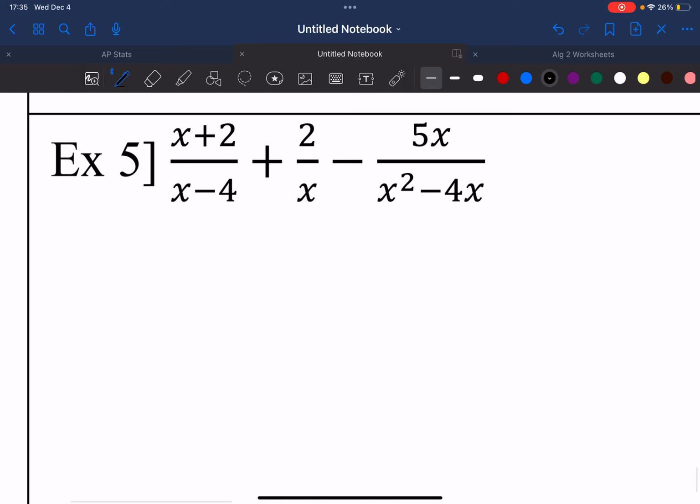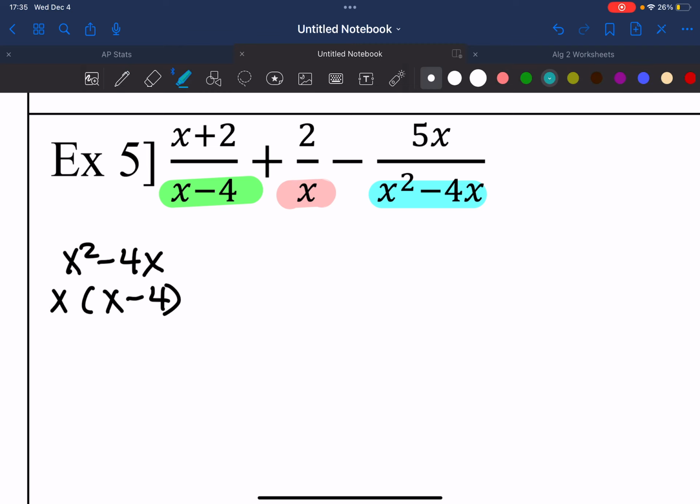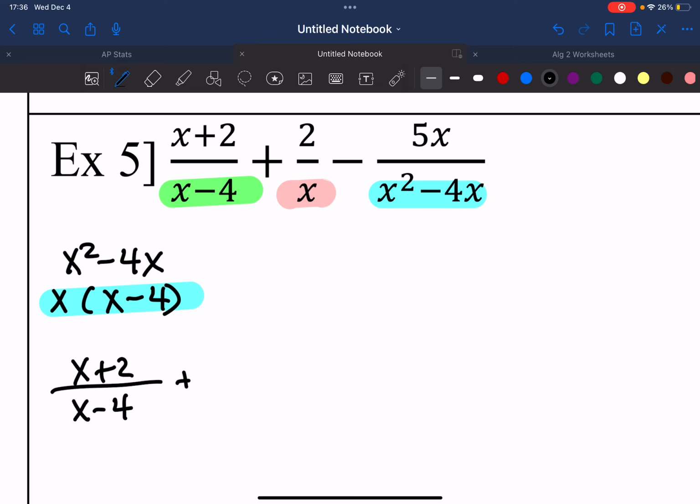Number 5, we now have 3 fractions, so we have to look at each of the denominators and see if we can simplify them by factoring. Okay, so this one, x minus 4, we can't simplify. x, we can't simplify, but x squared minus 4x, we can. x squared minus 4x, we can take out an x and we're left with x minus 4. So if I was to rewrite this, I would have x plus 2 over x minus 4 plus 2 over x minus 5x over x times x minus 4.